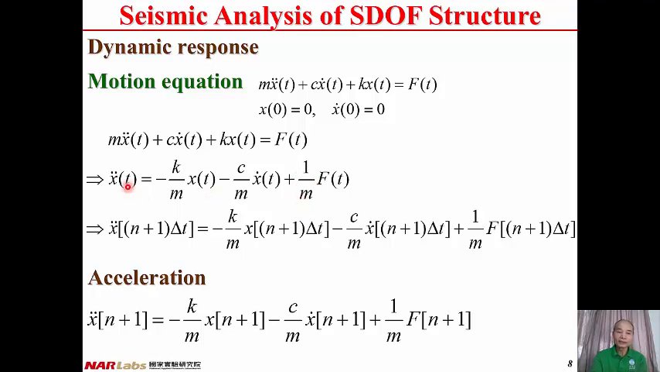If we assign t equal to (n plus 1) delta t, then we can compute the acceleration with this equation: x double dot at n plus 1 equals minus k divided by m times x at n plus 1, minus c divided by m times x dot at n plus 1, plus 1 divided by m times f at n plus 1. Therefore, from the information at step n plus 1, including displacement, velocity, and external force, we can compute the acceleration at step n plus 1.